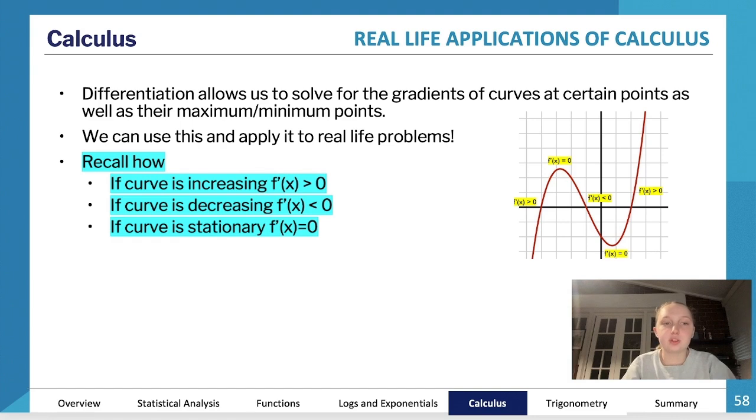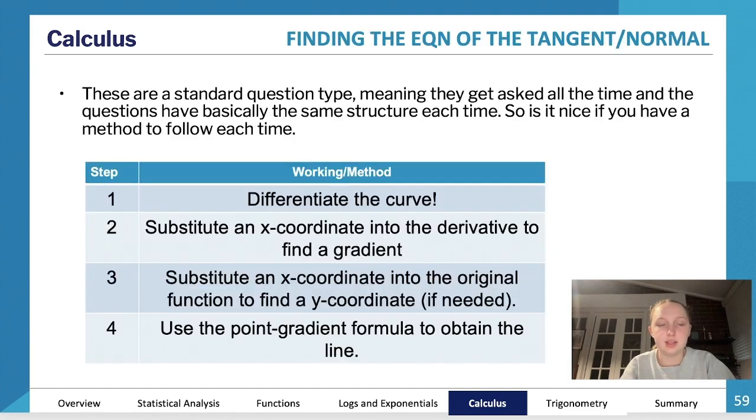Okay, so I guess the last little bit of calculus we're actually going to be looking at today is how to find the equation of the tangent or the normal. So these are a really standard question type, really, really common. They get asked all the time. And this is one of those calculus questions that have the exact same structure every single time. So if you can follow this structure, you'll get these questions right every time.